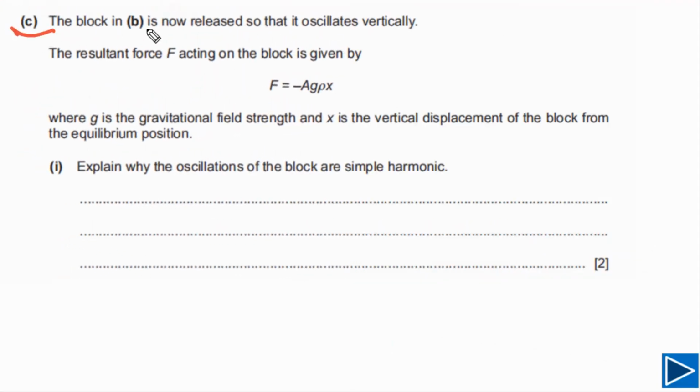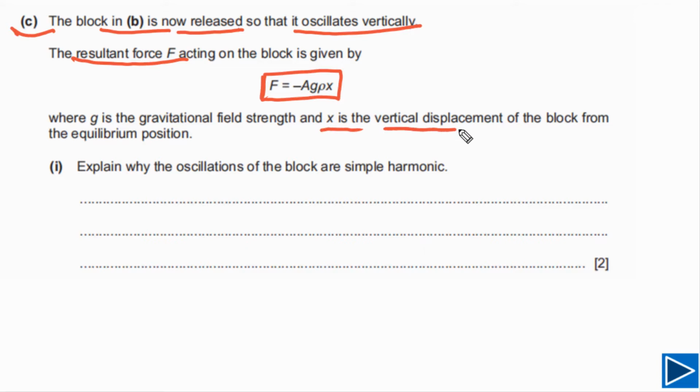For part C, it is given that the block in B is now released so that it oscillates vertically. It simply means that first of all we push the block down from equilibrium, and then we remove the force. When we remove the force, the block will start oscillating up and down vertically, and the resultant force acting on the block is given by this expression: F is equal to minus AGρx. x is the vertical displacement of the block from equilibrium.